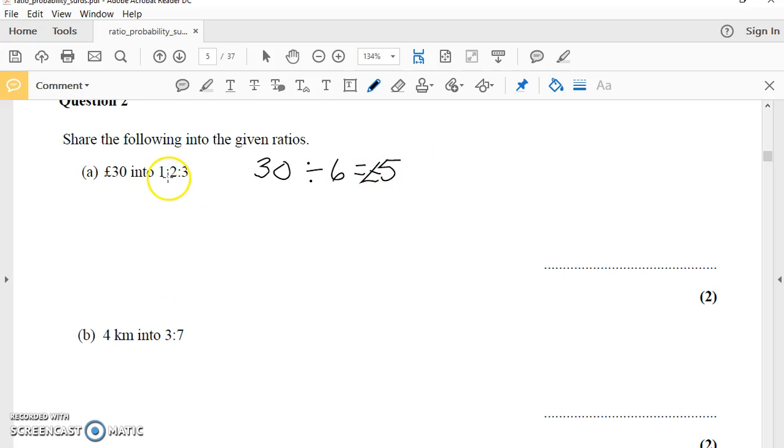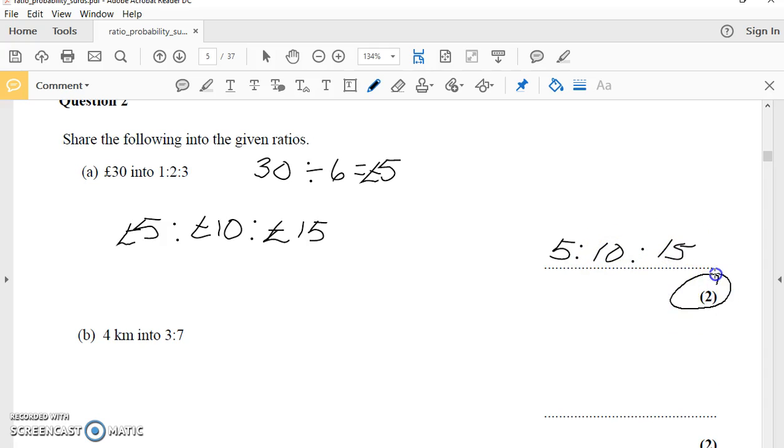So I know this 1 is going to be 5. So I've got £5. Now I'm going to need 2 of those groups. That's going to be £10. And then last, I'm going to need 3 of those groups. It's going to be £15. Okay, so my final answer is 5 to 10 to 15.